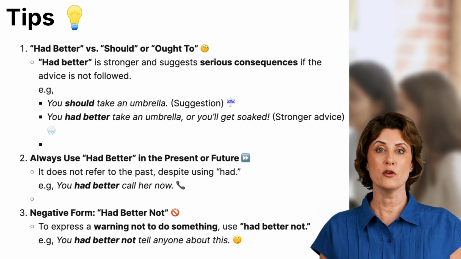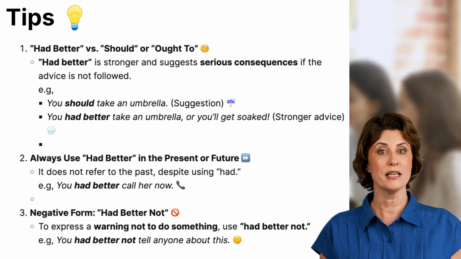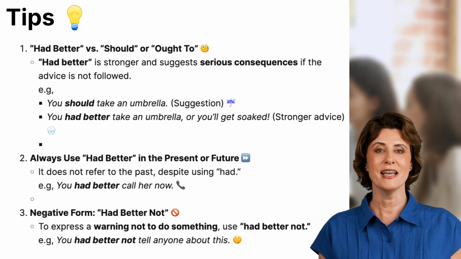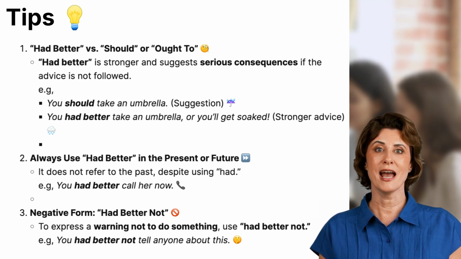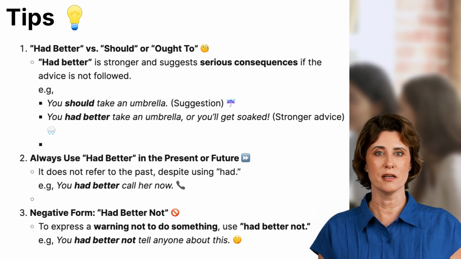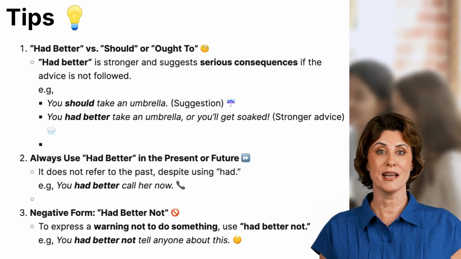Example: You had better call her now. This is something you should do now or soon. Incorrect: I had better called her yesterday. This is wrong because "had better" is not for past actions. If you need to talk about the past, use "should have" instead. Example: I should have called her yesterday.